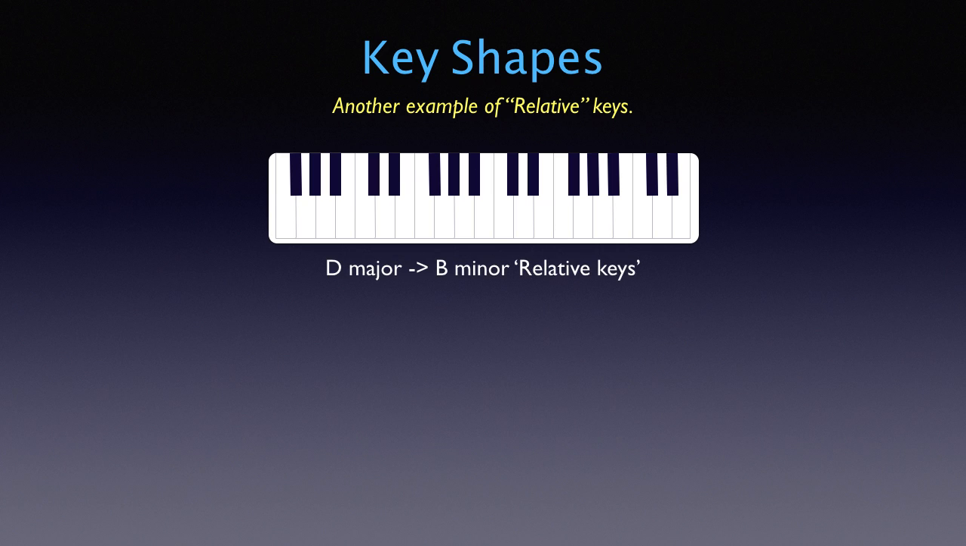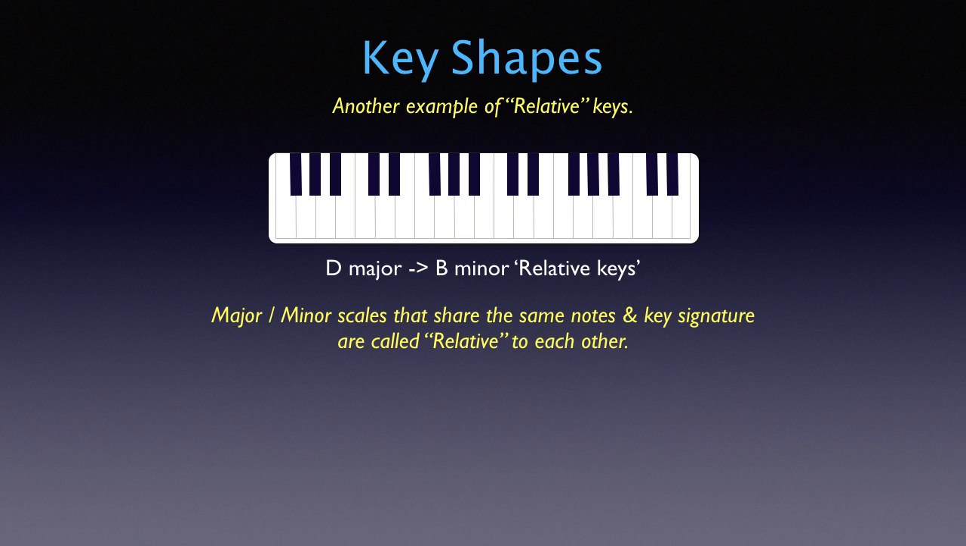Another example of relative keys. D major to the 6th note of that scale is B, so B minor are relative keys. So D major, we need a half step from 3 to 4, so a whole step 2 to 3 up to F sharp, and then a half step to G. And then a half step from 7 to 8 gives us C sharp.